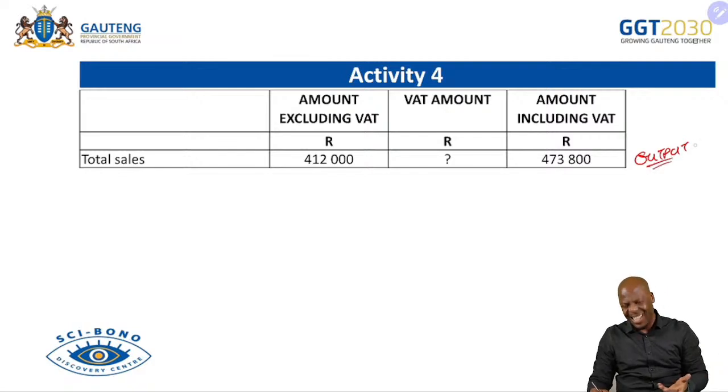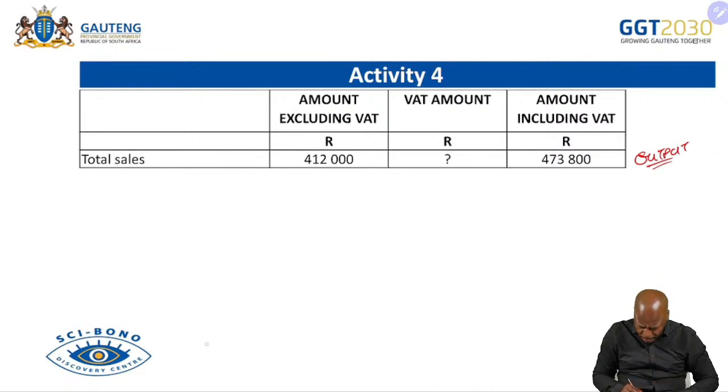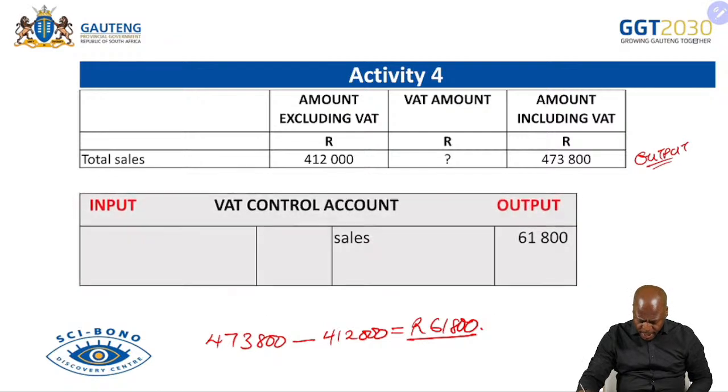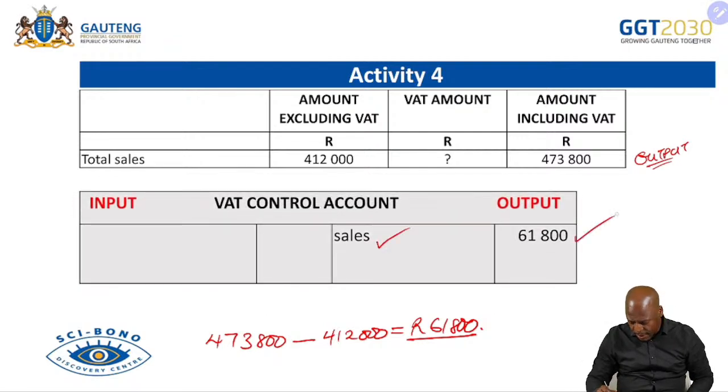Oh, here they give us another easy one. You see, it's an easy one. Why do I say it's an easy one? Because you are simply saying 473,800, remember, minus 412,000. You just get the difference. I'm waiting for you guys to give me the figure. I can see you're busy with the calculators. How much are you getting? Thank you. Someone is saying we get 61,800. Let's see how it would appear in the VAT control account. Sales, 61,800. Okay. Next one.